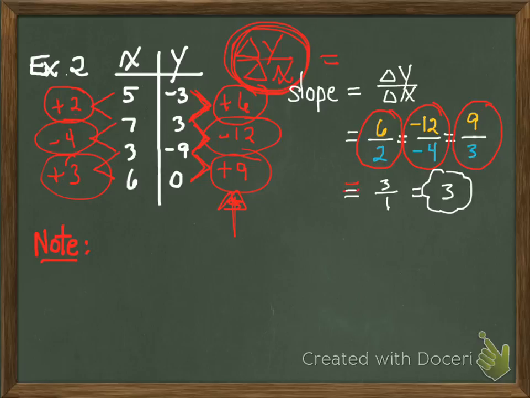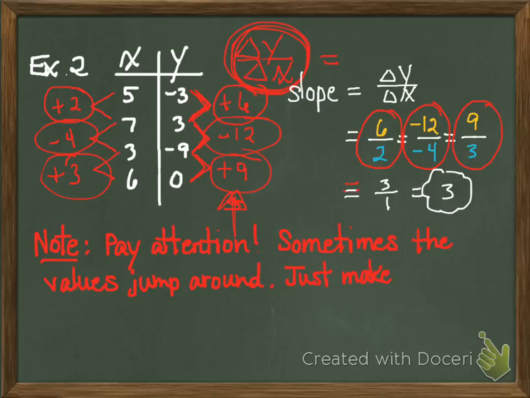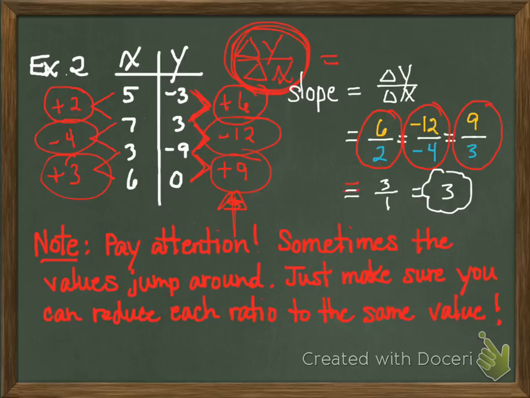Now I'm writing a note at the bottom of this page. So if you want to take notes during this time, that would be wonderful. Just pause the video and write down whatever you think you'll need for future problems. You need to pay attention. Sometimes the values jump around as they did in this table. If that's the case, just make sure you reduce each ratio to the same value. All right, one more example.